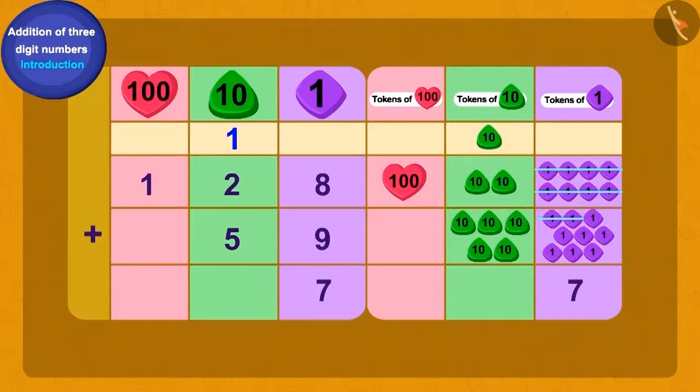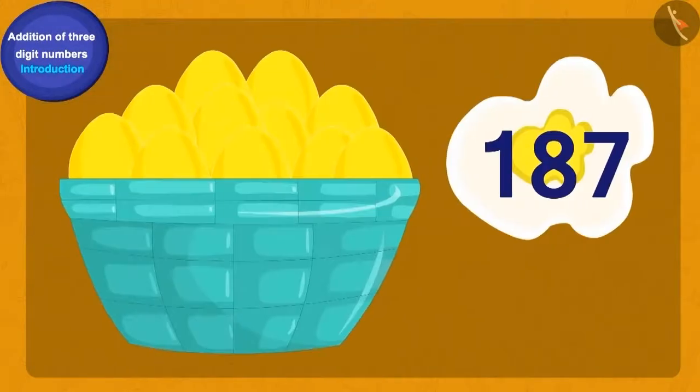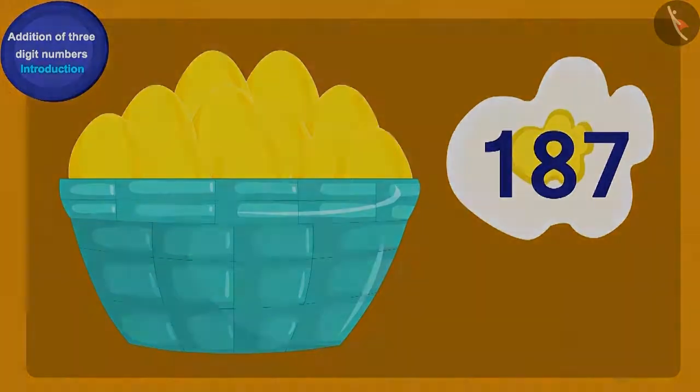We will write this 1 tens token along with the rest of the tens tokens. We can show this by writing a 1 over 2. This process is called carryover. How many tens tokens do we have now? 8. Now what shall we do in the end? Yes, we would write 1 as the total number of tokens of 100. Oh wow! Babban now had a total of 187 gold eggs.